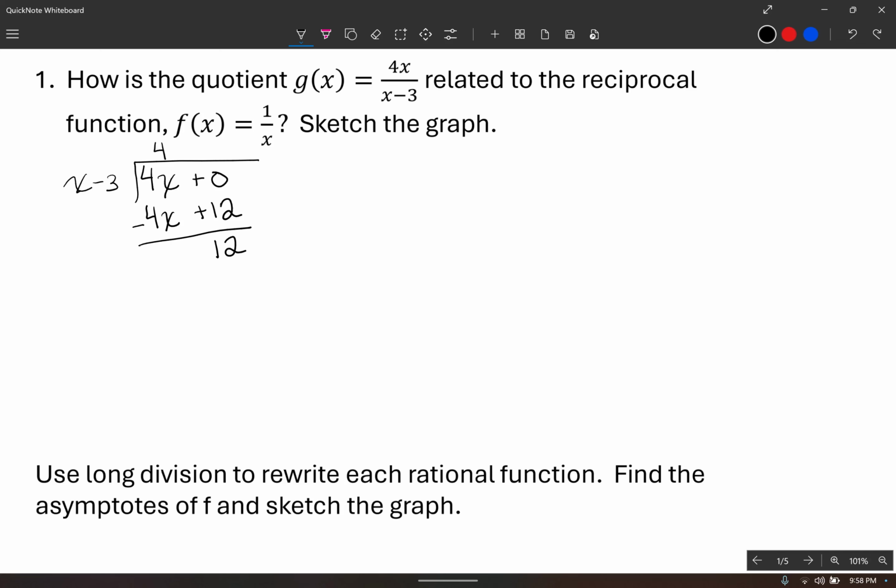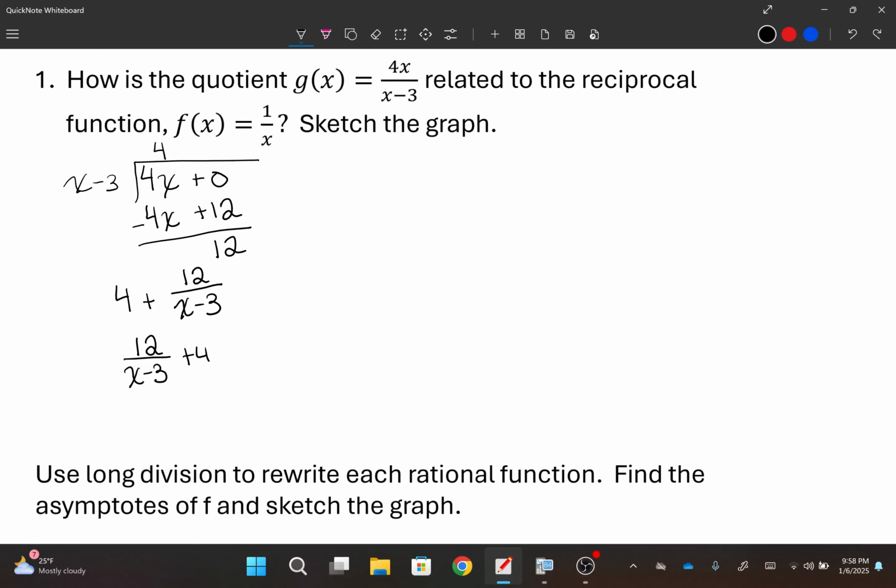So I would normally write this as 4 plus my remainder over x minus 3. But as a personal preference, when I'm looking at rational functions, I like for the fraction part to be in the front. So I'm going to put the 12 over x minus 3 in front, and I'm going to put the plus 4 at the back. Now, we're going to graph both of these in our calculator and compare them.